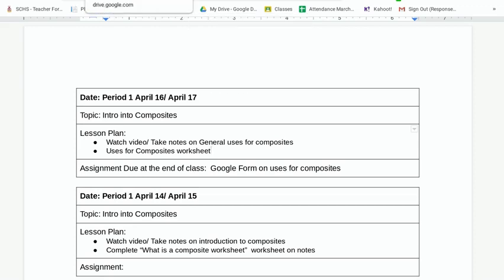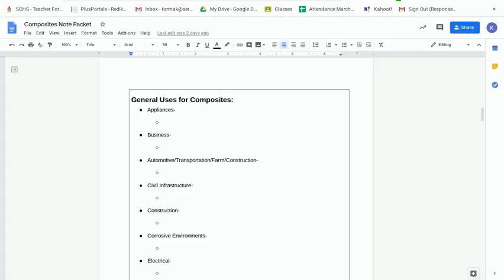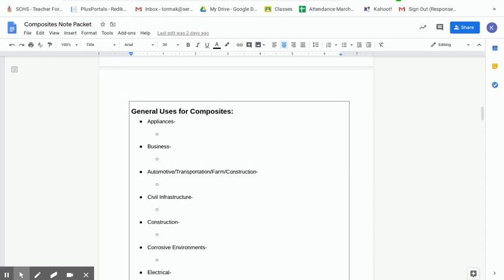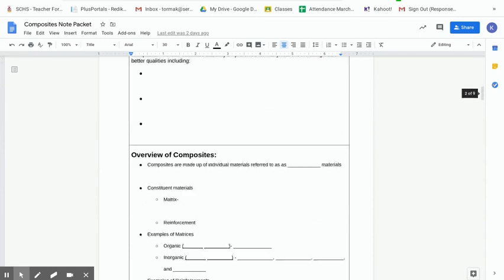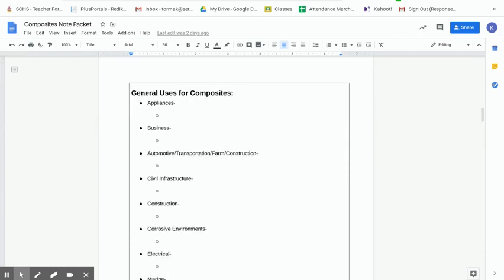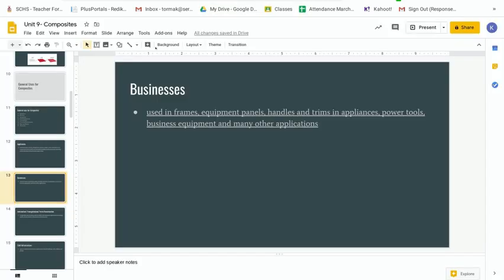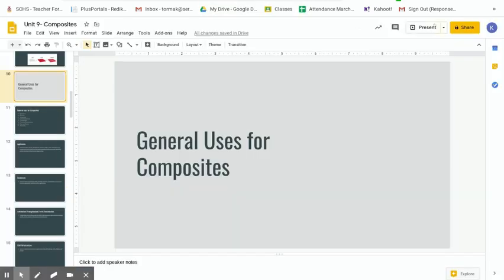So I would open up the note packet, or if you're writing it down on a piece of paper, get out a blank piece of paper and label it general uses for composites. If you're using the notes, it will appear on the third page is where you should start. And we're going to go over just many different examples of where we use composites. Then we'll go further along and explain direct examples that are very popular and what materials they are made out of. So we're going to start with general uses for composites.